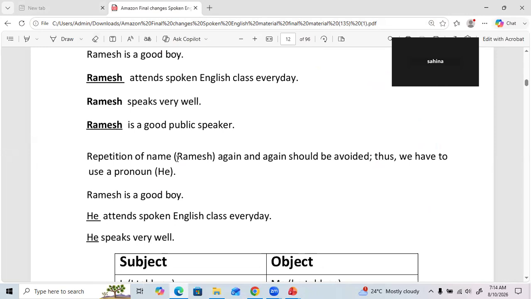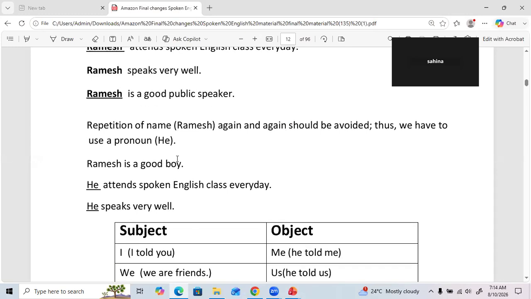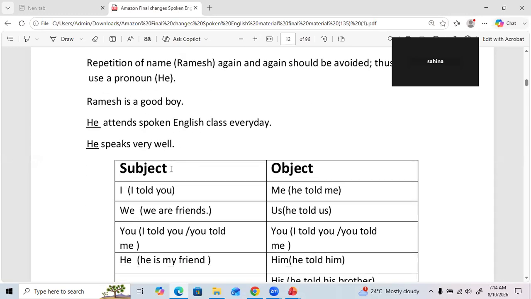So very, very important thing. Most of the people say that in order to speak English, you have to learn all the types of pronoun. But I would say, no, you have to learn only two types of pronoun. That is subjective pronoun, objective pronoun.